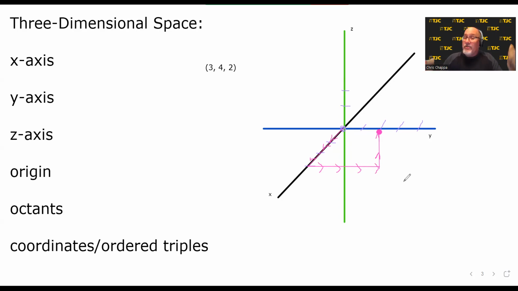Of course, mind your directions. Negative on the x-axis would go back, negative on the y-axis would go to the left, and negative on the z-axis, of course, would go down. Now, the origin, of course, is where all 3 intersect. That's the ordered triple 0, 0, 0. And it is called an ordered triple because it has 3 numbers, not 2.